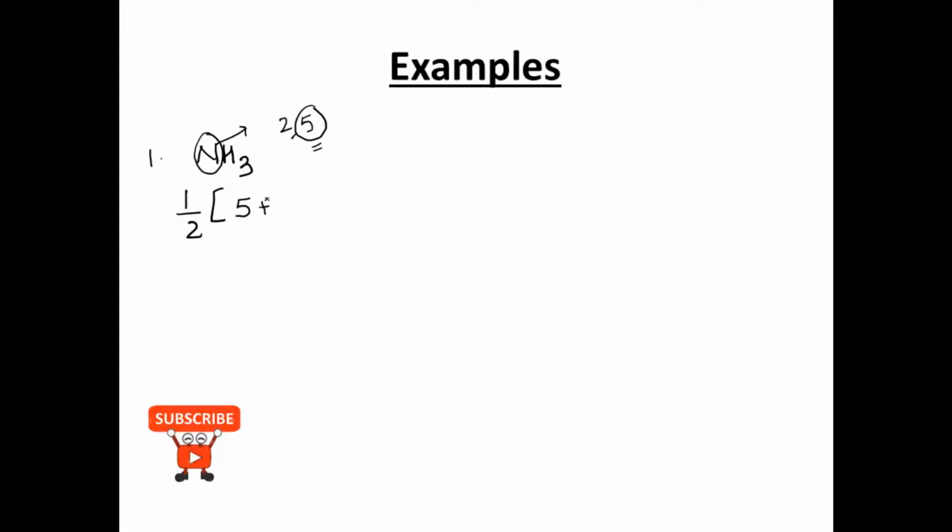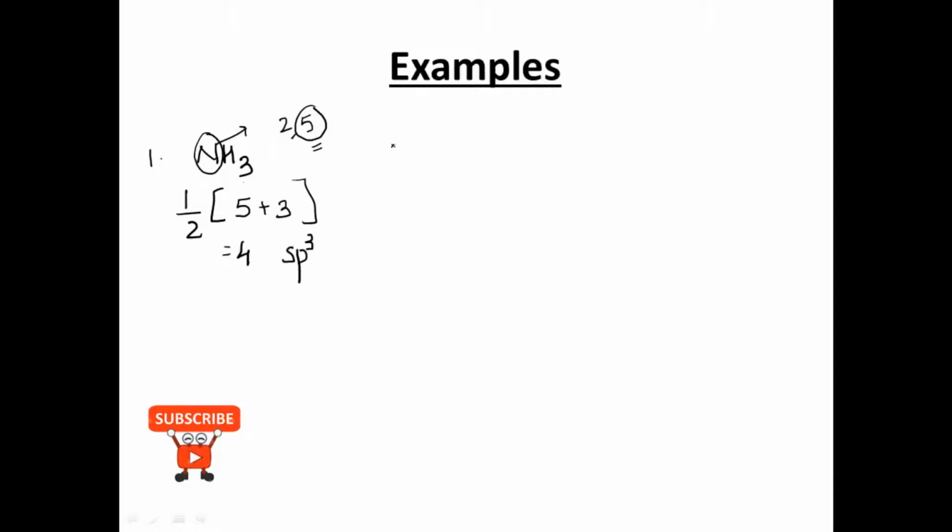So V plus the number of monovalent. Hydrogen is monovalent. Its valency is 1. So how many monovalent attached? 3. There is no plus sign or a minus sign over it. 5 plus 3, 8. By 2 is 4. So if the hybridization number is 4, then the hybridization is sp3.